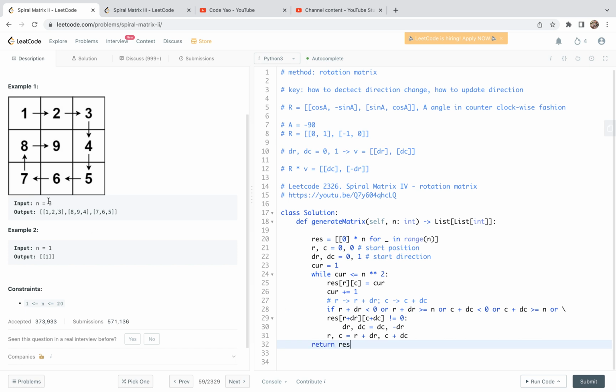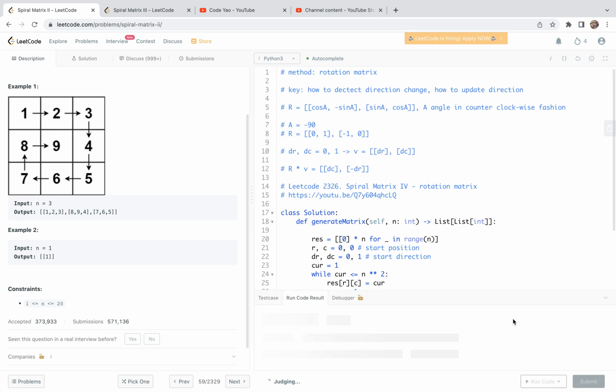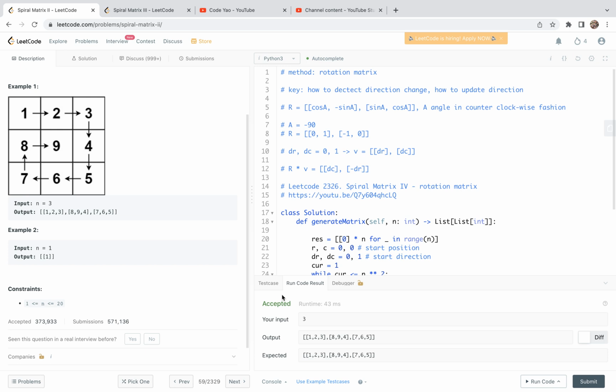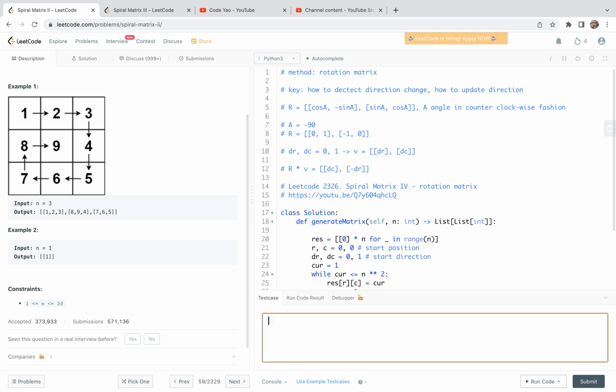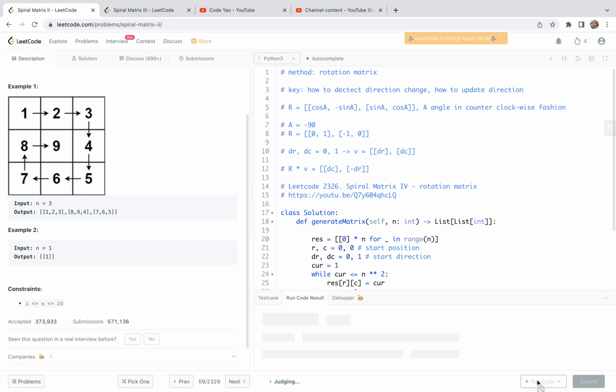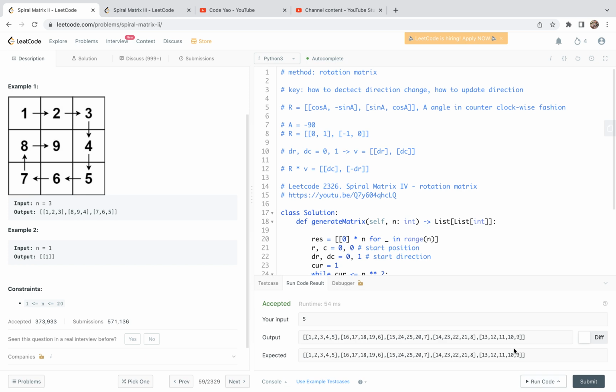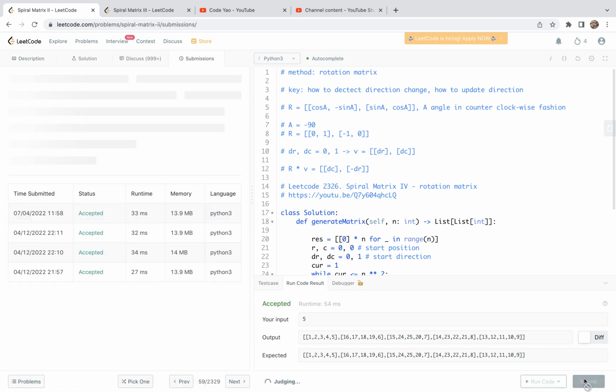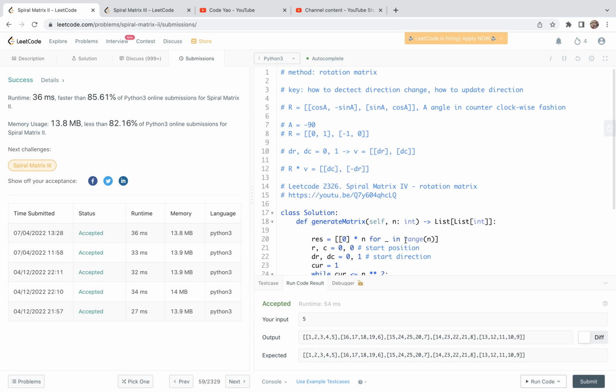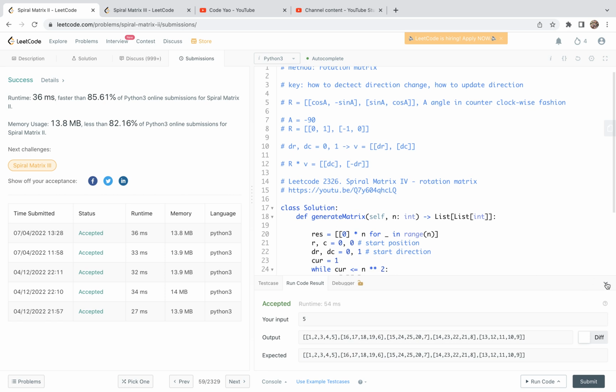First I'll do a special case check for example 1. Let's see. Yeah, it passes this example. Let's do another one, let's see 5. Yeah, it passes this one. So now let's do a generic case check. It passes all the generic cases. So this is a total solution for this problem.